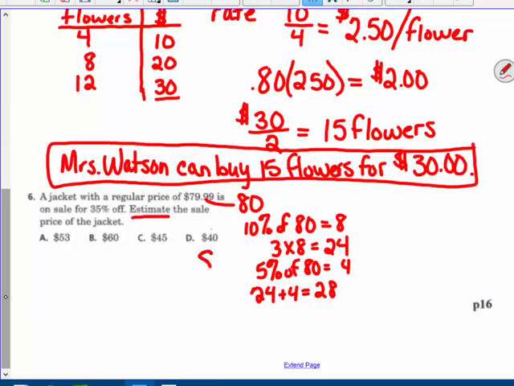Do I want to, oh, no, I wanted to know, I found the discount. So 80 take away 28, that's not telling me the price. 80 take away the discount of 28 would tell me the price is about $52. Which one's closest to that?